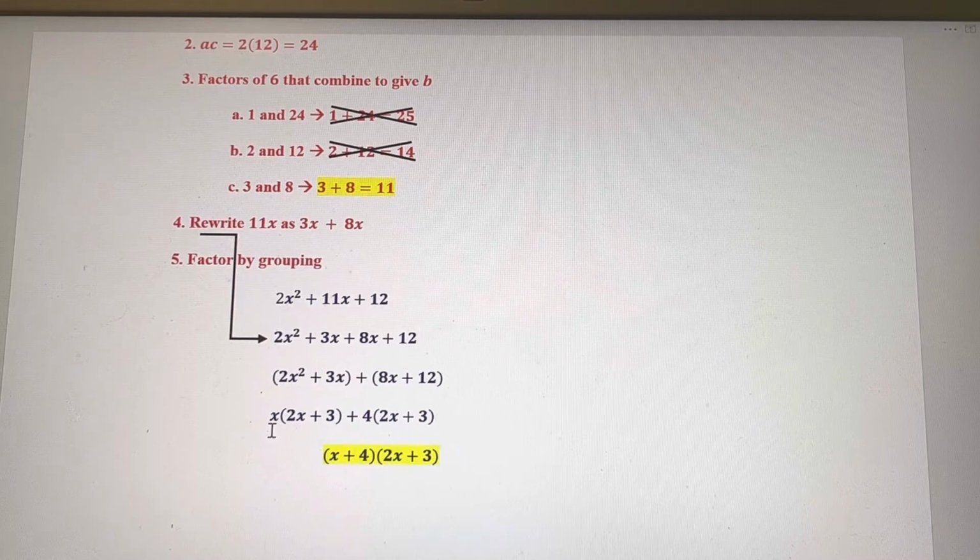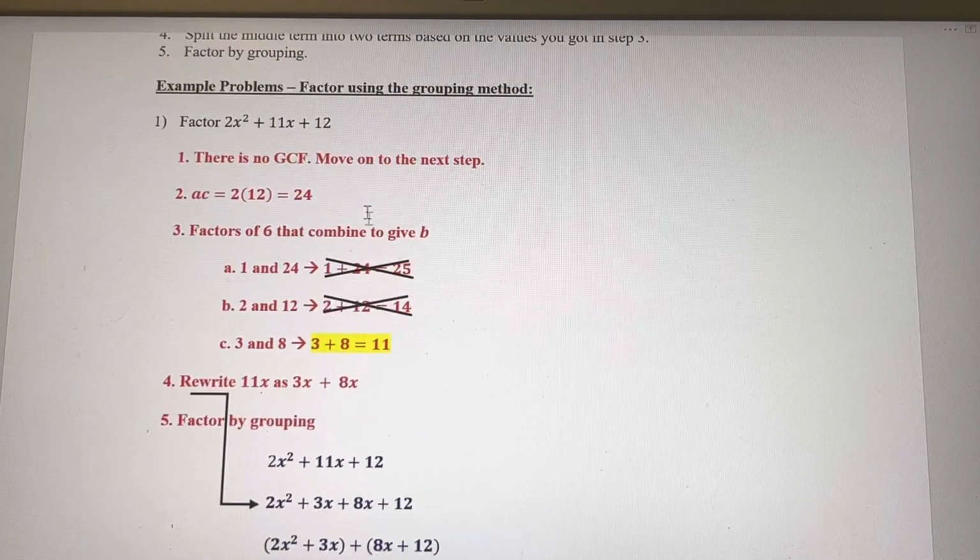So then I'm going to be left with my answer here. I'm going to have x plus 4. Remember, we're going to put those 2 terms together, and then the binomial that matches is going to come down. So x plus 4 times 2x plus 3. Remember, check your work. Multiply this using the distributive property or the FOIL method, and you should get what we started with. And you will.